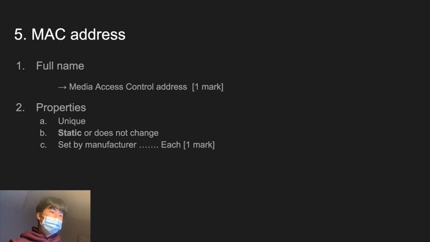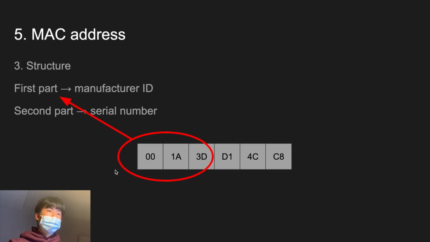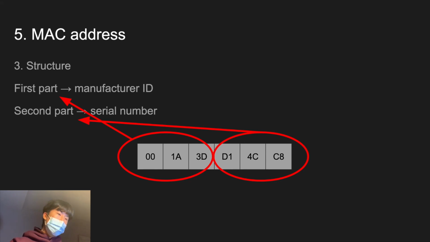And for the structure, you can show that the first part is the manufacturer ID and the second part is the serial number. As you look at this slide, there's this MAC address. The first part is the manufacturer ID and the second part is the serial number. If you just explain that, you'll get a mark each for explaining the parts in the MAC address.